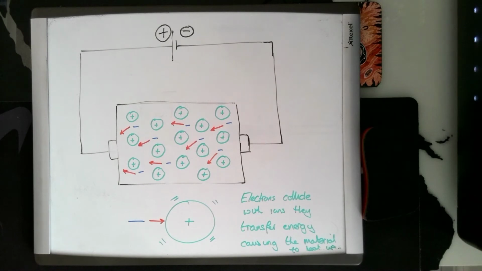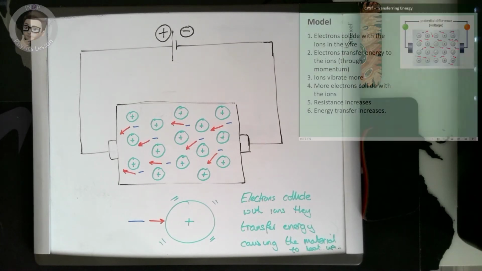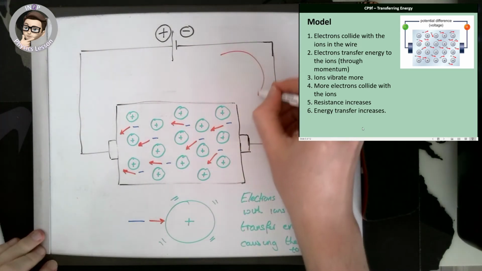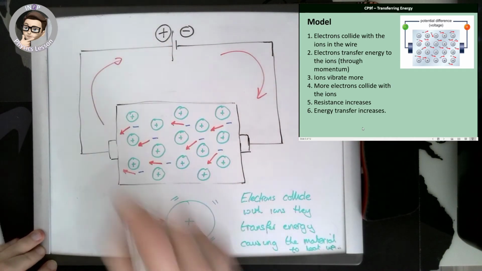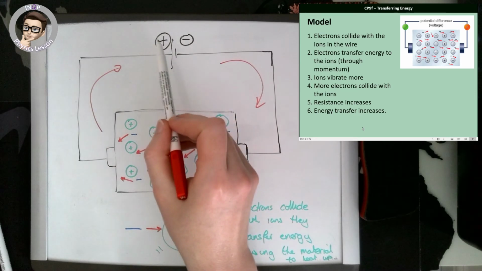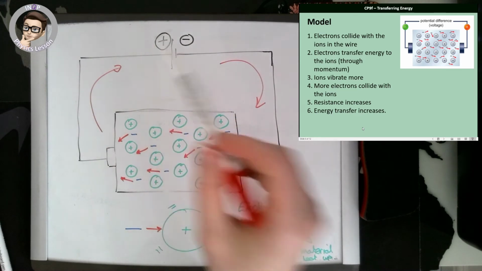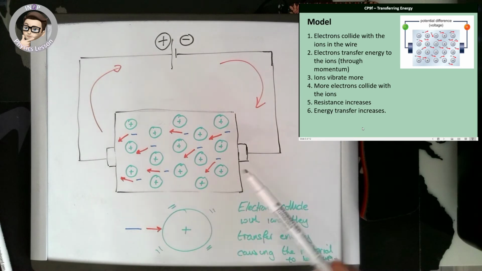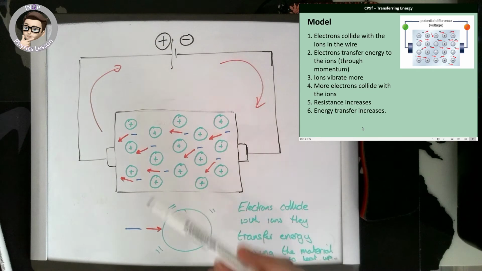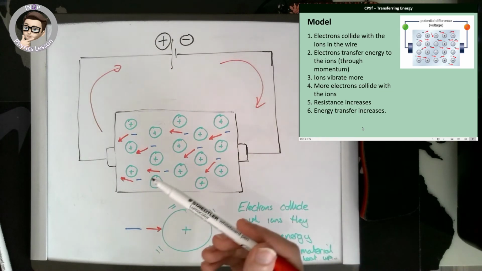So we can actually describe this model in words. So we've got 6 stages that we need to consider. Those electrons are flowing around the circuit going from negative to positive. So if I was to draw on my electronic current that's flowing around the circuit, it'd be from negative, where I've got lots of electrons, to positive, where I've got very few, hence why it's positive. Those electrons are colliding with the ions that are within the wire, and as they collide with it, they're transferring energy to those ions.